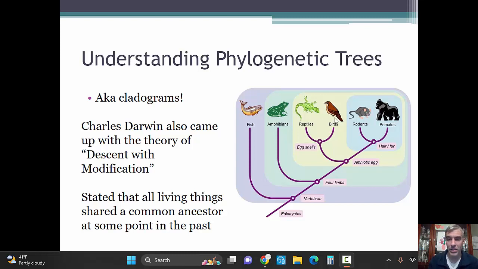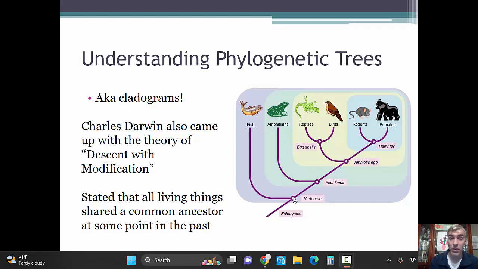Birds and reptiles actually are more closely related to each other, but all birds, reptiles, rodents, and primates shared a common ancestor at this point in the past. And amphibians and reptiles, birds, rodents, and primates all shared a common ancestor back here. And then fish and everything else shared a common ancestor back here. And you can kind of see how there's traits that were put on, or characteristics that were put on when they evolved in the history of life.